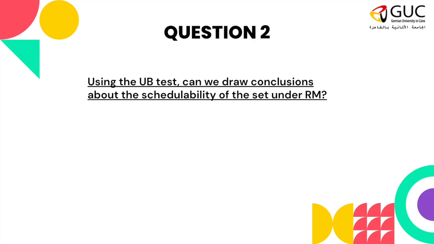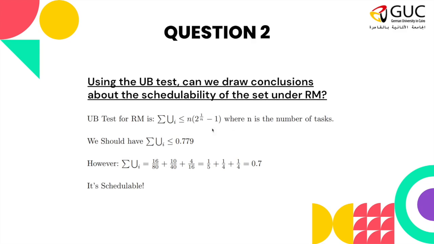The second part of the equation was to calculate n multiplied by 2 to the power of 1 over n minus 1, which is the threshold. And we told you before, n stands for the number of tasks. Since the system has 3 tasks, therefore 3 multiplied by 2 to the power of 1 divided by 3, all of this minus 1, therefore it will be 0.779.